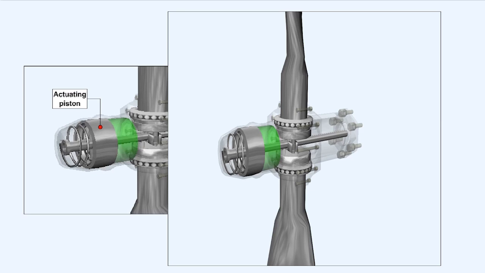Use the up and down arrows on your keyboard to change the pitch of the blades on this propeller.